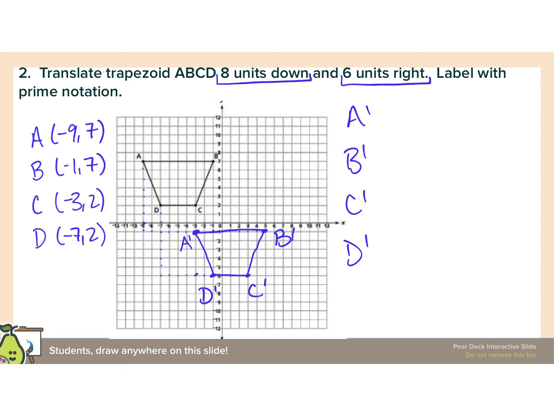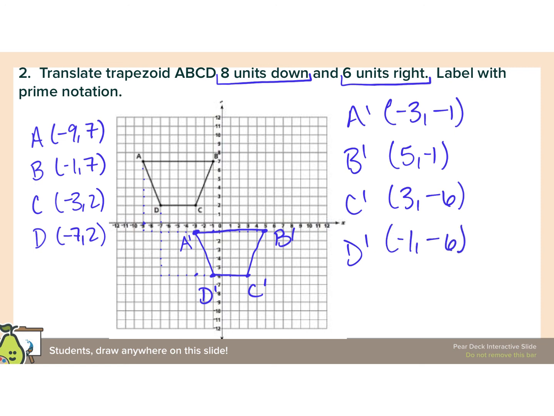A prime is located at -3 and -1. B prime is located at 5, -1. C prime is at +3, -6. And D prime is at -1, -6. We're finished with this practice problem.